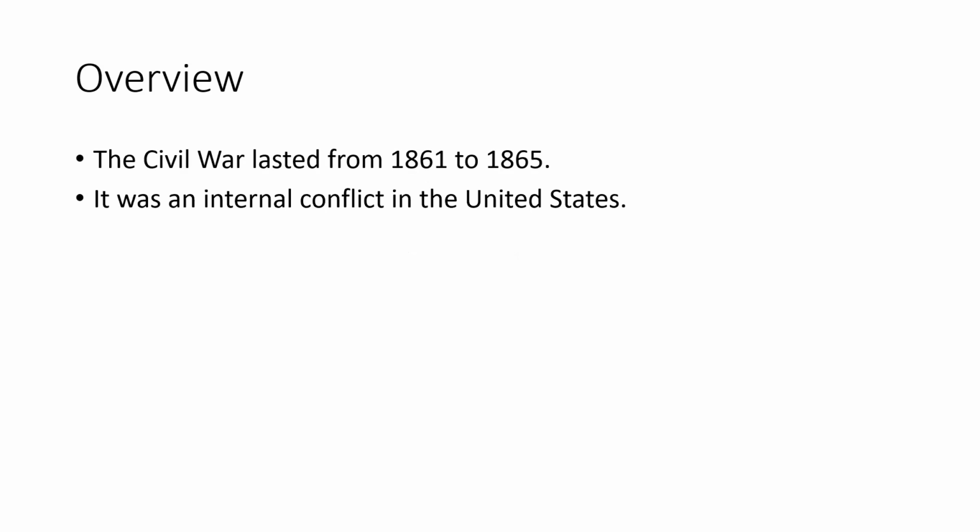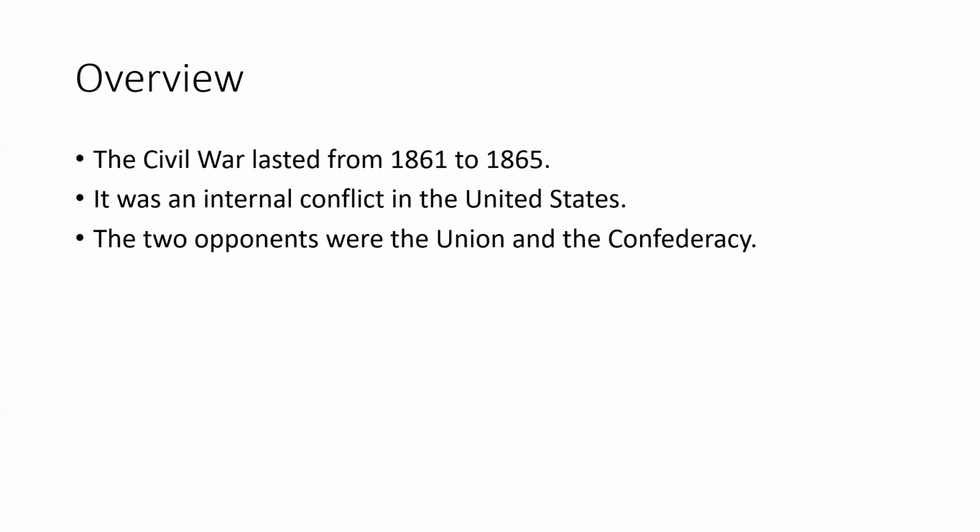So here is a quick overview of the Civil War. We'll look at each of these terms in more detail in a second. The Civil War lasted from 1861 to 1865. It was an internal conflict in the United States. This wasn't the U.S. fighting another country, like the U.S. fighting Great Britain or France. This is people in America fighting other people in America. The two opponents are called the Union and the Confederacy.